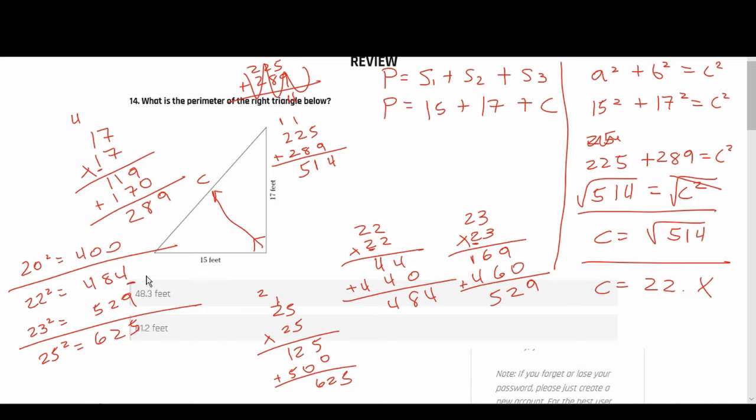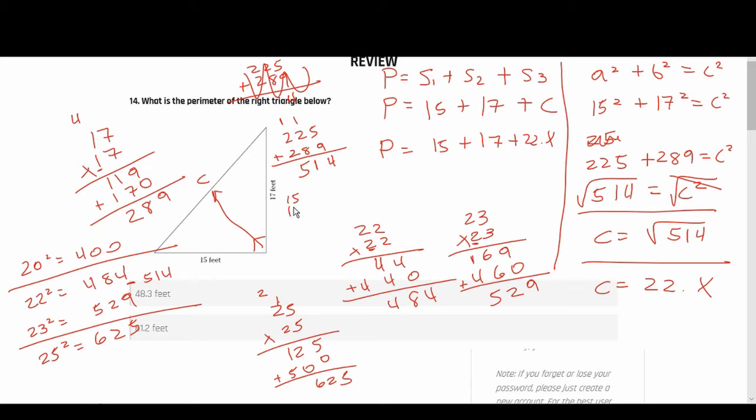So, in light of the fact that 514 is in between those, I know my c is going to be 22.x. So I'm going to go ahead and plug it in accordingly. This is going to be 15 plus 17 plus 22.x. Let's go ahead and add these up. And again, this problem does require a little bit of work. Let's work that out right here.